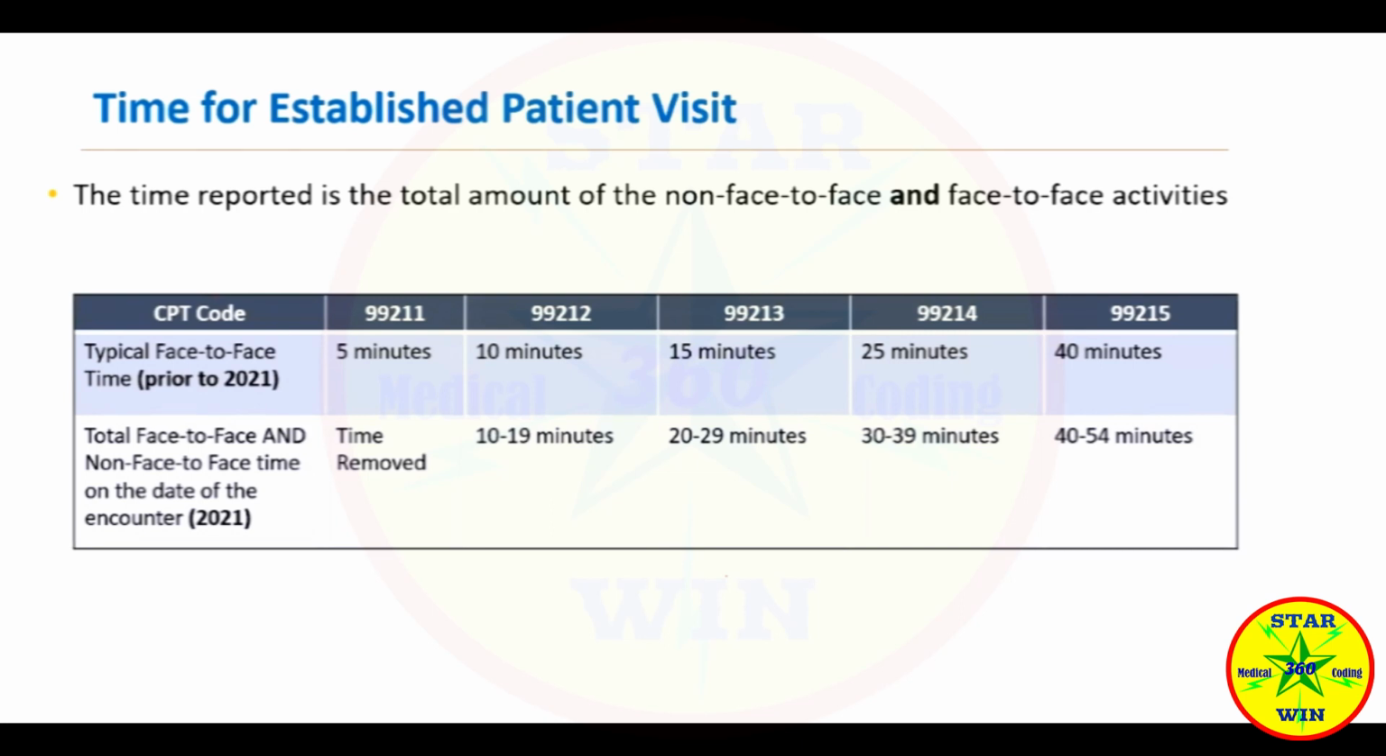minutes to 54 minutes. So if you observe, for each level there is a minimum threshold time to meet that particular level. So there is a minimum threshold and maximum threshold, and the range between these times is applicable only for that particular level of service. So with this, we completed code selection based on time.